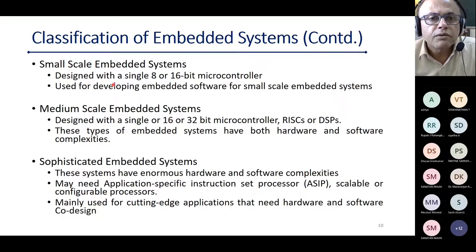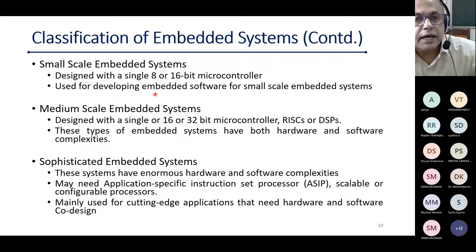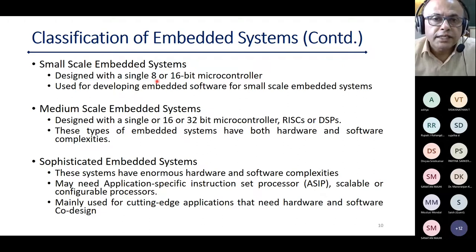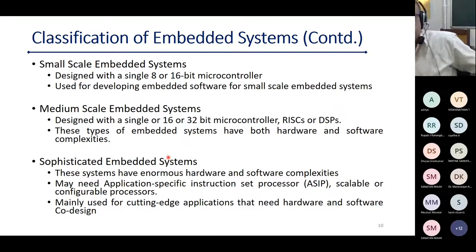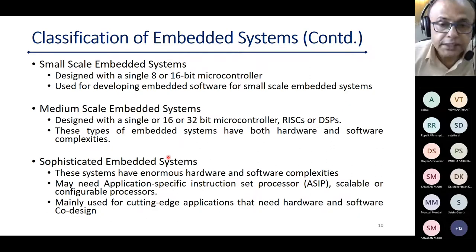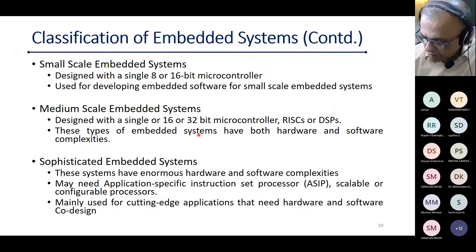So a small scale system is designed with a single 8-bit or 16-bit controller. Here comes the question of what the resolution will be, how accurately you want it. So particularly in the small scale, in general, it is 8 to 16 bit, or in the medium scale, it is 16 to 32 bit. In the sophisticated embedded system, these systems have enormous hardware and software complexities. Most sophisticated embedded systems may not be standalone. The embedded system will be a part of a robust other system. Whereas the small scale and medium scale embedded systems can be independent standalone systems.